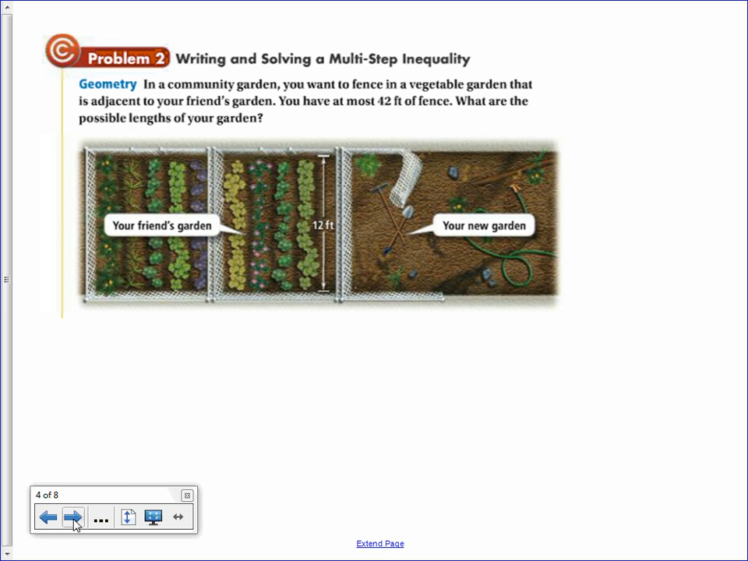So for this, I'm thinking of the formula. Perimeter is equal to twice the length plus twice the width. That's what's kind of going through my head. So my perimeter, what's the maximum it could be? The maximum it could be is 42. That's how much fencing I have. So this has to be greater than or equal to whatever I have here.